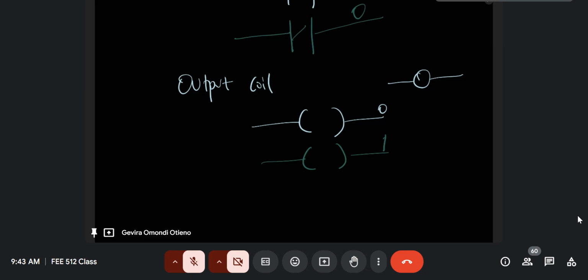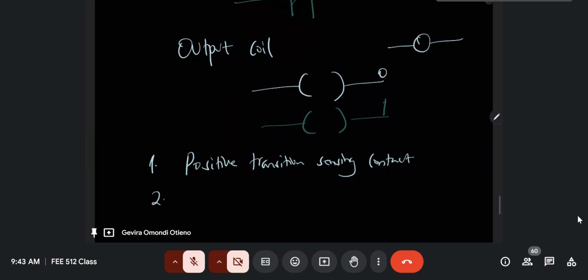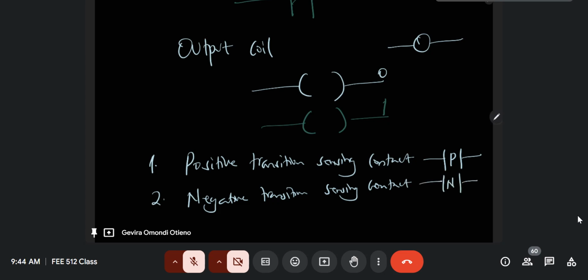Now, the other symbols that we'll encounter again later, once we are well conversant with these, are other very specialized types of symbols. One is known as the positive transition sensing contact. It's not commonly used, we use it only when we are applying certain very specific instructions. It's usually just denoted by P right there. Then the other one, of course, is the negative transition sensing contact. Again, rarely used, but still it is used.